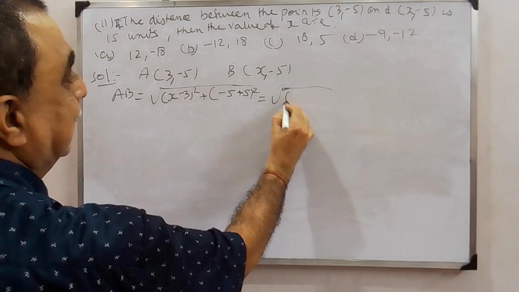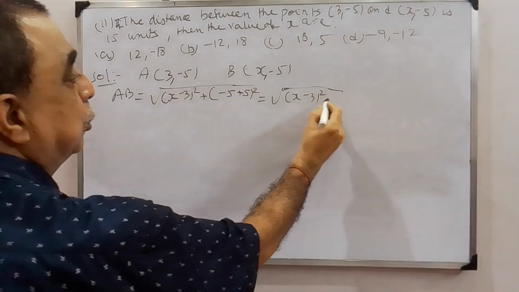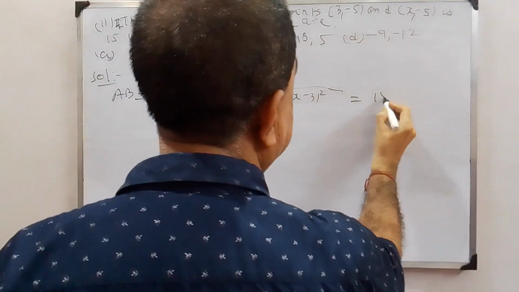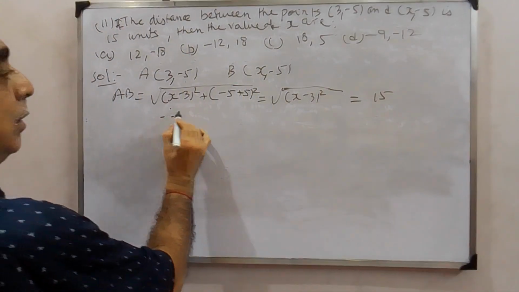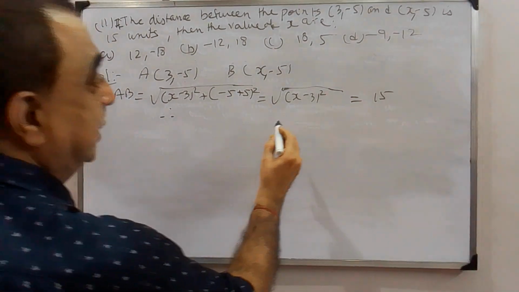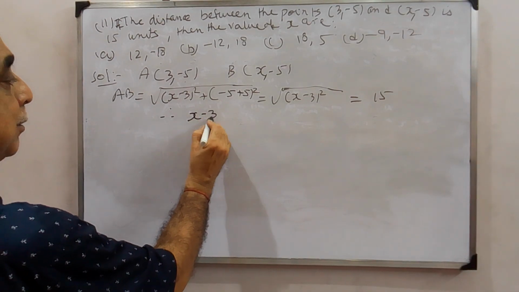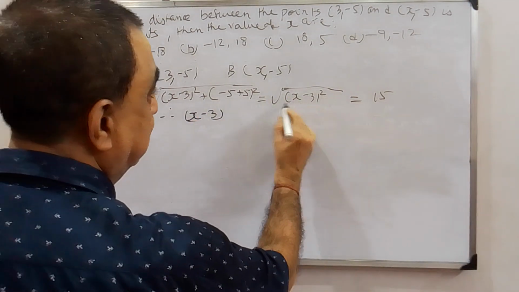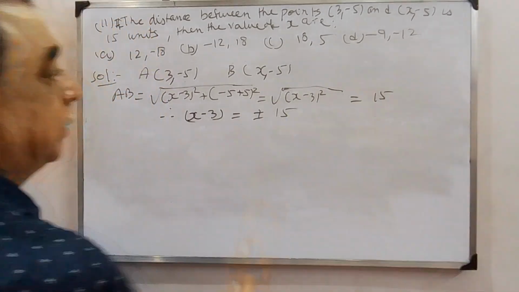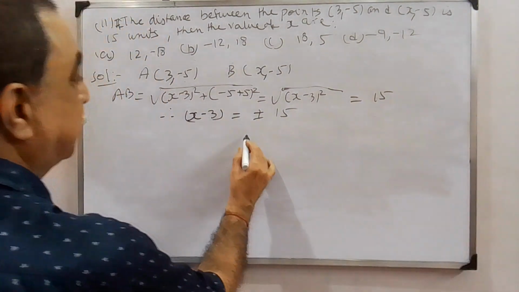So that is (x - 3) whole square, and this becomes 0, so 0 whole square is 0. That is given in the question as 15 units. So what will be the value of x - 3? When we take the square root, the square root of this will be x - 3, which equals plus minus 15.